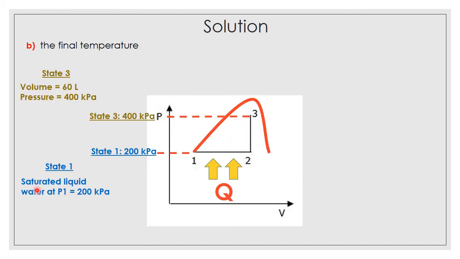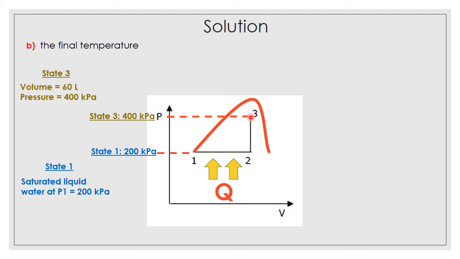Next, we want to solve the problem for the final temperature. I think this question is quite straightforward, since we have the information at state 1, 200 kilopascal, and state 3, 400 kilopascal. Referring to the final temperature, we refer to the final state, which is state 3. Also, we know state 3 is in the region of the saturated mixture.